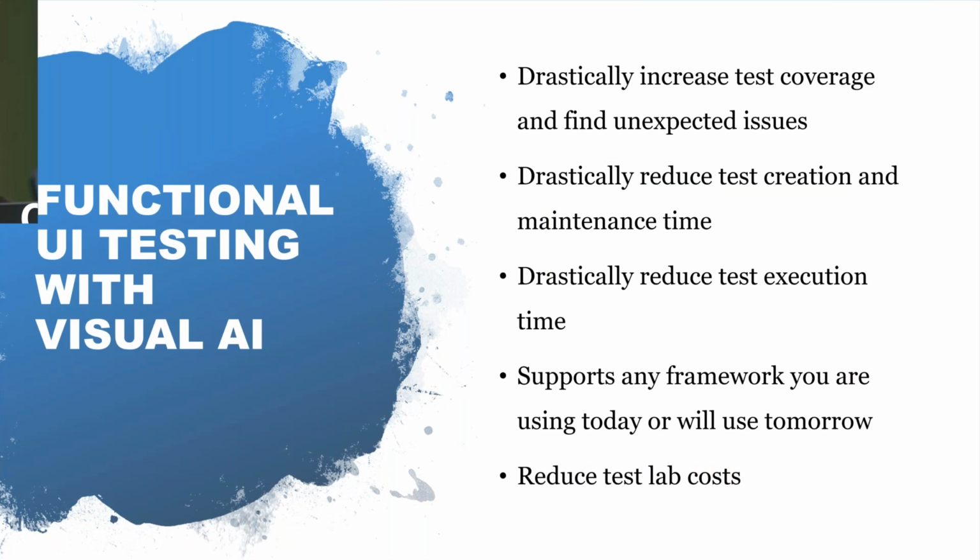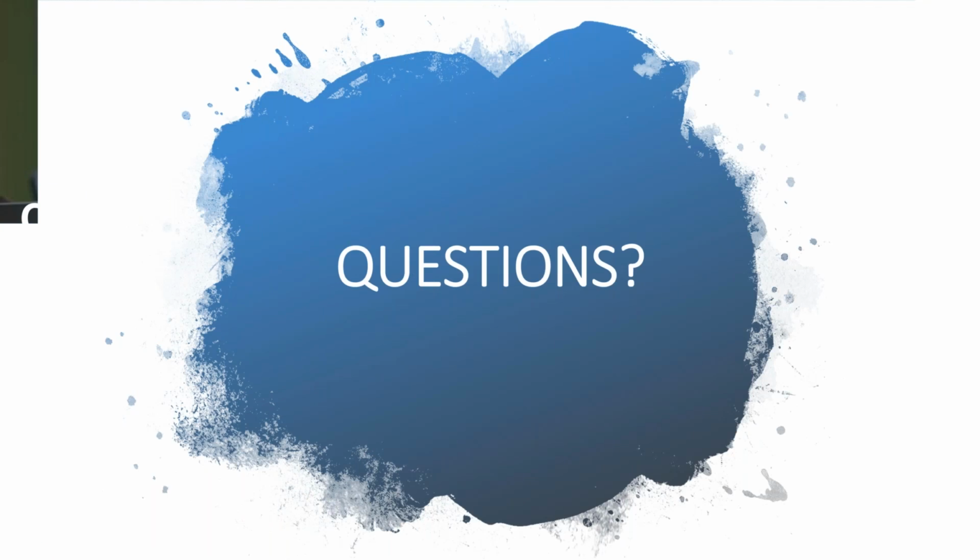So to conclude, with functional UI testing with visual AI, the takeaways that I would like you to get, and I hope that I convinced you, you can drastically increase test coverage and find unexpected issues, drastically reduce test creation and maintenance time, reduce test execution time. We support all the frameworks that you are using today or will use tomorrow. And of course, it also can reduce your test lab costs in addition to all those improvements in ROI. So with this, I've concluded the session. I'll be happy to take your questions.